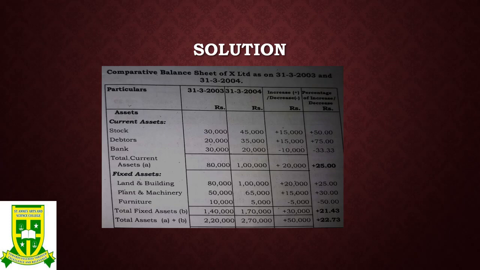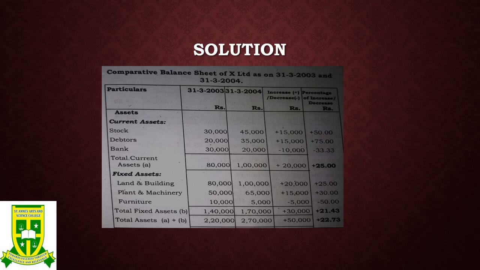So the first one is land and buildings. The amount is 80,000. The next year amount is 1 lakh. It has been increased by 20,000. 20,000 divided by 80,000, you will be getting 25. Plant and machinery, 50,000 and 65,000. It has been increased by 15,000. So plus 15,000 divided by 50,000, you will be getting plus 30.